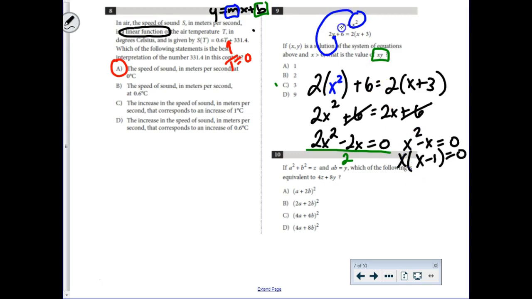And remember how it said way at the back here, I kind of scribbled it out. There was this random clue about x being greater than 0. This is the moment why we need that clue. Because if I set each of these factors equal to 0, I get x equals 0, and I get x equals 1. Which one of those answers do I want to keep? I got to keep x equals 1.